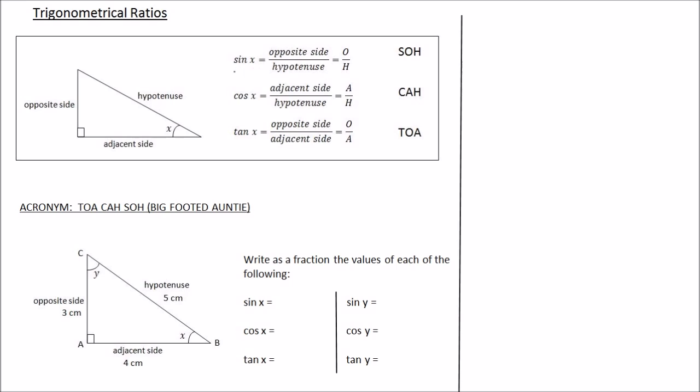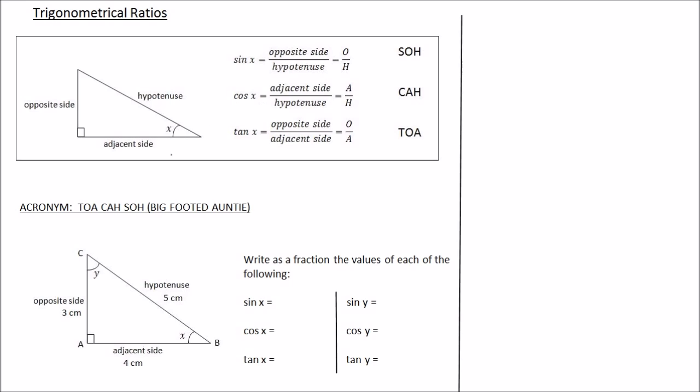Sine x, the sine of the angle x here, is equal to the length of the opposite side divided by the length of the hypotenuse. So it's this length here divided by this length for the sine of this angle. I can represent this as the letter O from the word opposite, divided by the letter H from the word hypotenuse.